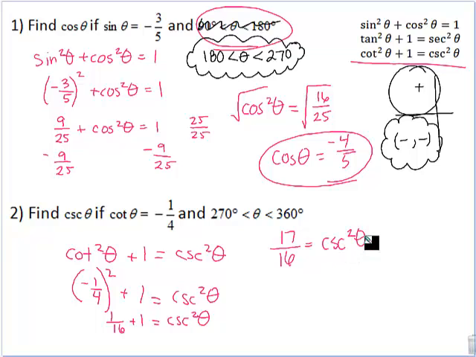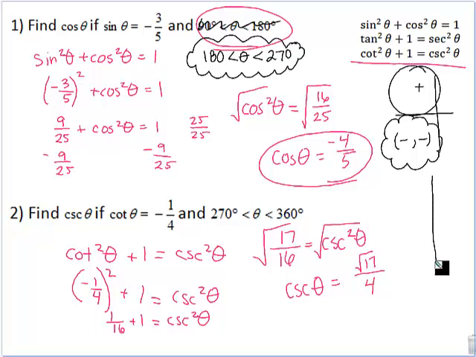Is the cosecant squared of theta. And then how would we just get the cosecant? Square root it. So cosecant of theta would be what? Do we know the square root of 17? No. So square root of 17 over 4.